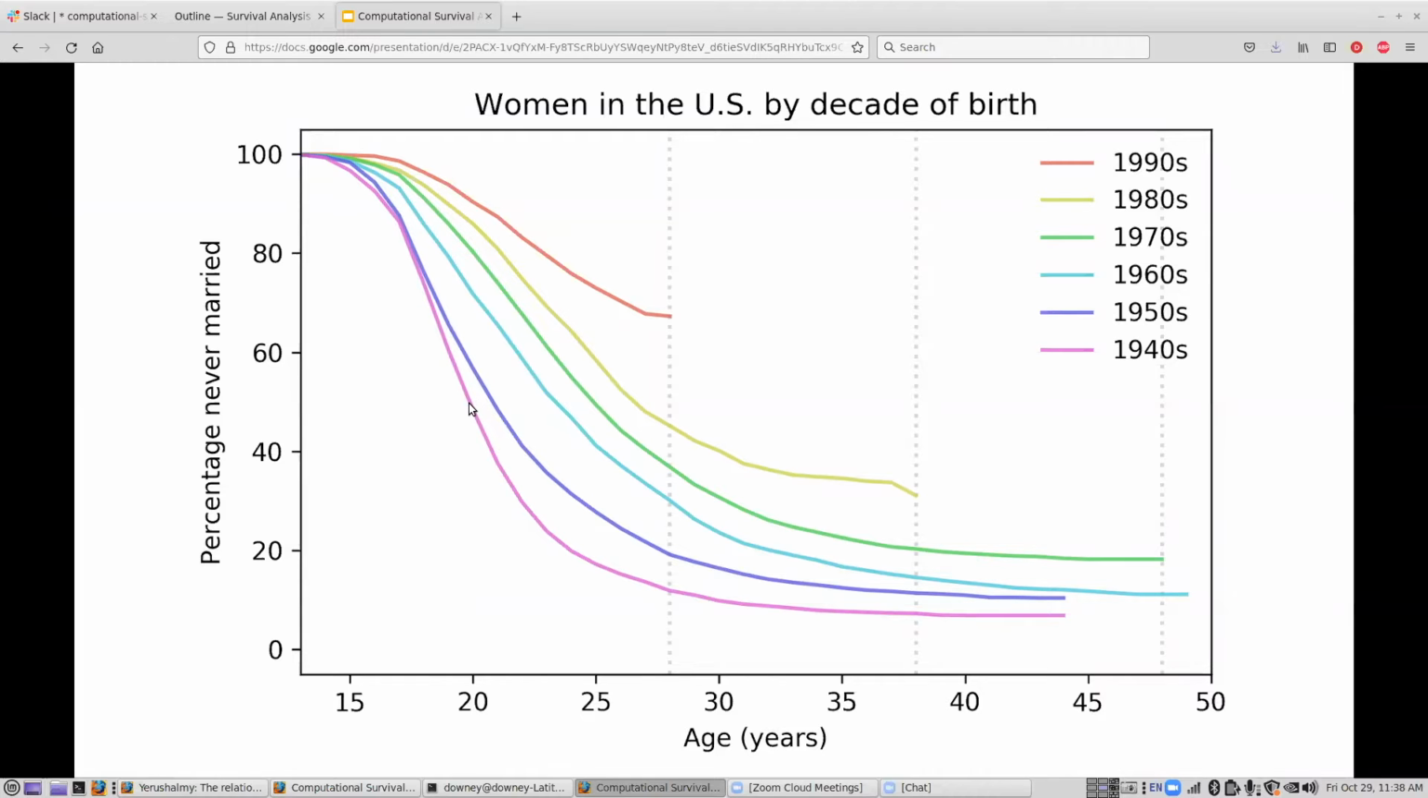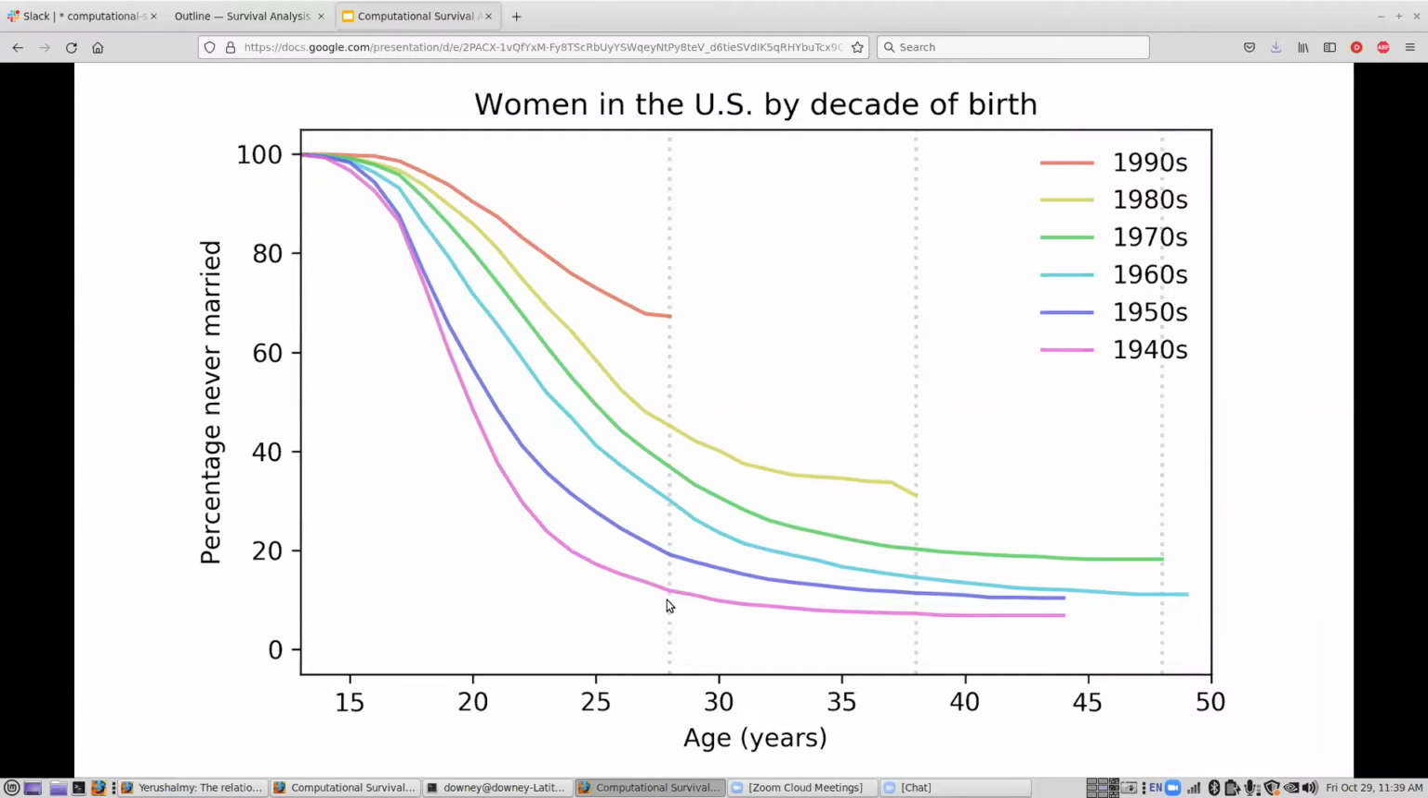So at age 20, oops, let me back up. At age 20, women who were born in the 1940s, about 50% of them had been married. So you can read the median off this graph. 50% were married before age 20. If you take a vertical slice out of this graph, so this dashed line is at age 28, what this shows is that for women who were born in the 1940s, it looks like only about 15% of them were unmarried at age 28. And that is to say, the vast majority of them had been married before that age.